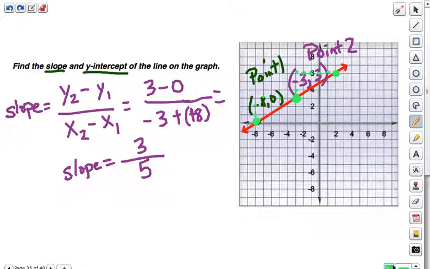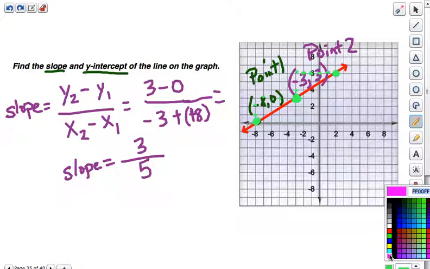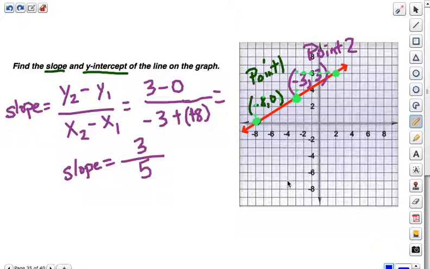Okay, excellent. So let's go back to the last piece, which is finding the y-intercept. Okay, so our y-intercept is where the line crosses the y-axis. Remember, this is the y-axis here. The y goes up and down. So the y-intercept for this particular line is going to be right here, which is, if you start at the origin, 1, 2, 3, 4, 5. So our y-intercept is 5.